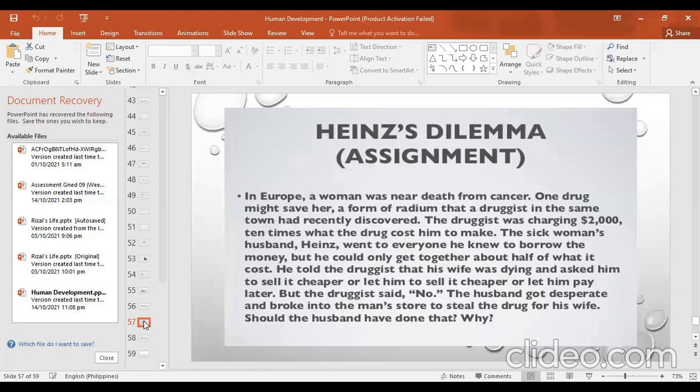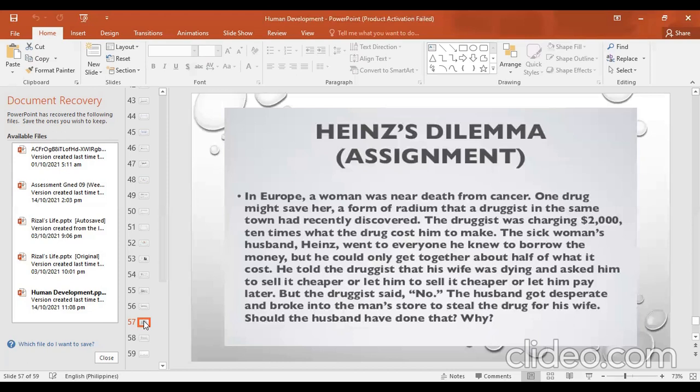So, in Europe, a woman was near death from cancer. One drug might save her. Ito yung gamot, ha? Okay. A form of radium that a druggist in the same town had recently discovered. So, nakapag-invent itong si scientist, halimbawa, ng isang gamot na makakapag-save doon sa asawa ni Haynes. So, the druggist was charging $2,000. Masyadong mahal. 10 times what the drug cost him to make.